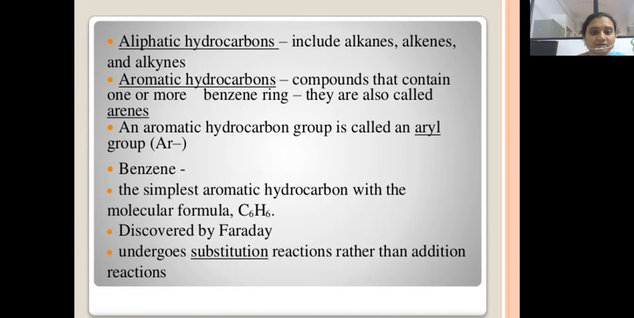An aromatic hydrocarbon group is called an aryl. Aryl means a benzene ring in which one of the hydrogens is substituted with other groups. If the benzene ring carbon is attached to an alkyl group, R, it is called an aralkyl group.